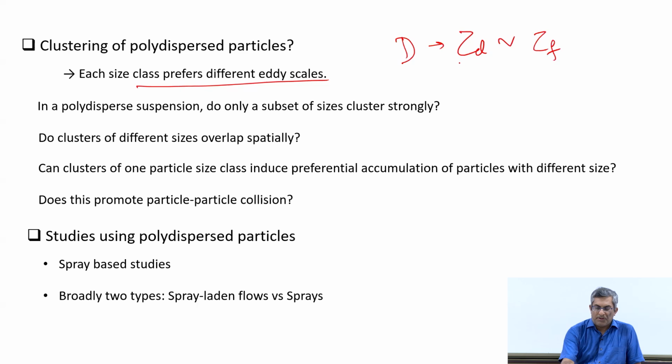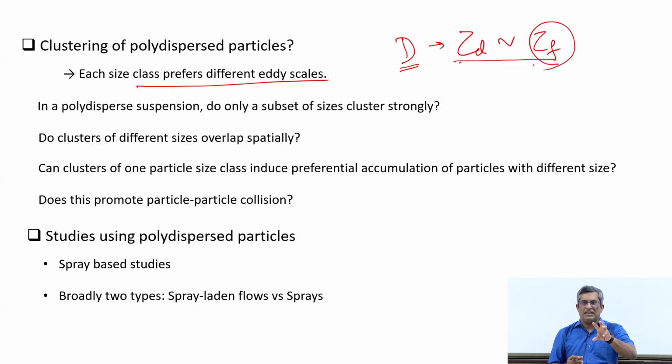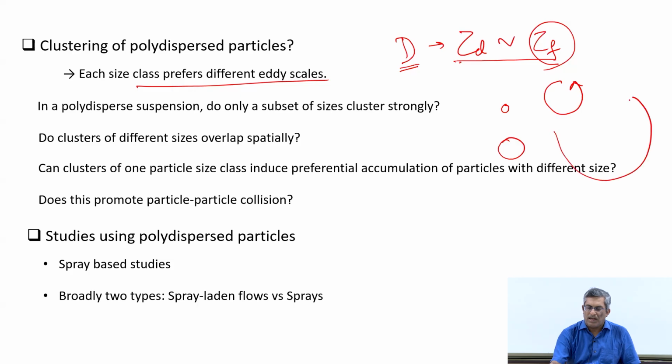Now, this means that if I fix particle size, I can fix the scale of the turbulent eddy over which clustering is expected. If we have particles of different size, then you can imagine they will cluster around eddies of different length scales. A smaller particle would be preferentially accumulating over a smaller eddy, a larger particle will have the same effect for a larger eddy, and so on.